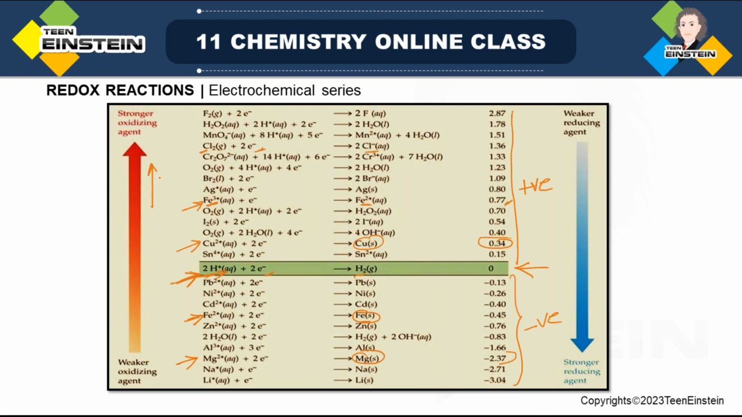So as you are moving to the upper side, you find a stronger oxidizing agent. As you are moving down, it is a weaker oxidizing agent, but basically a stronger reducing agent. That means lithium, as it has the maximum negative value, among all the species you are seeing here, will have the maximum tendency to feed electrons to any other species in their oxidized form. So this is the significance of the electrochemical series.